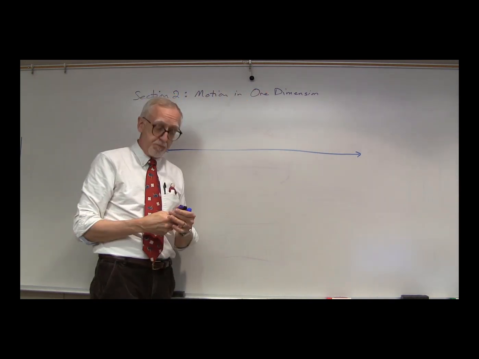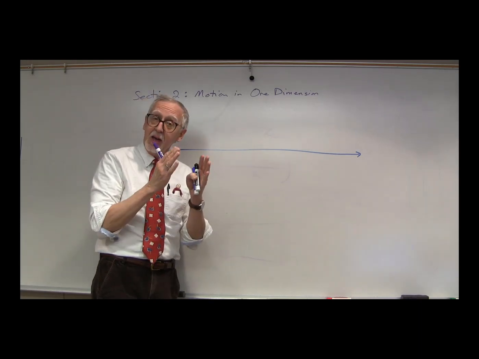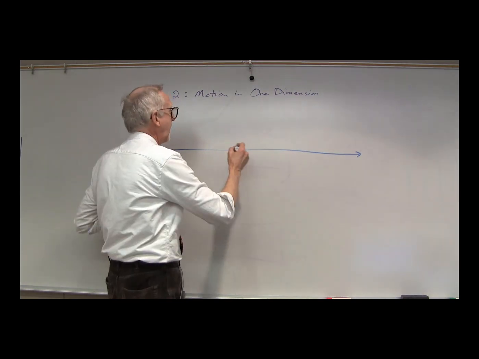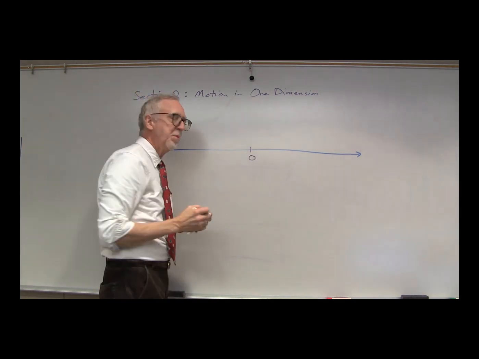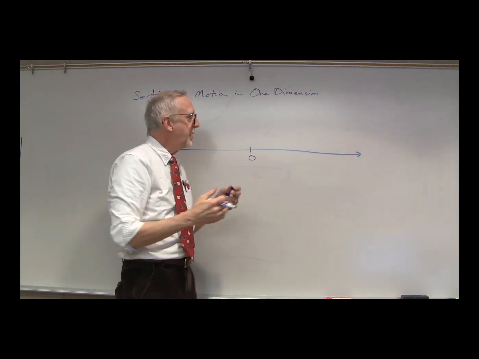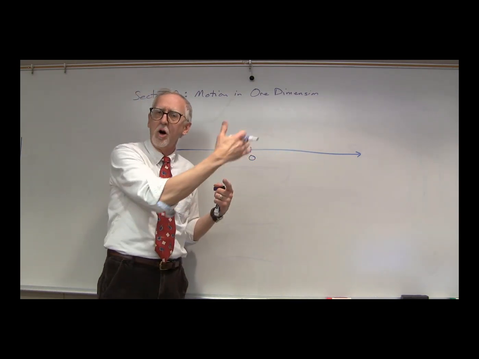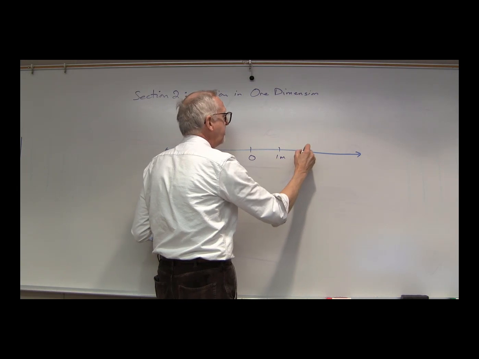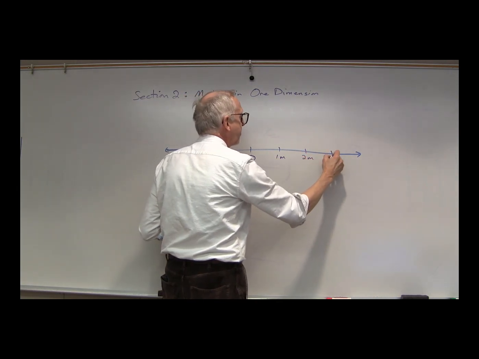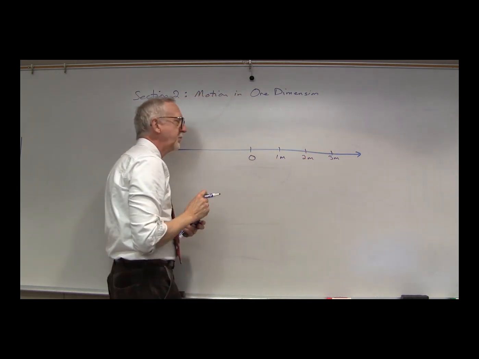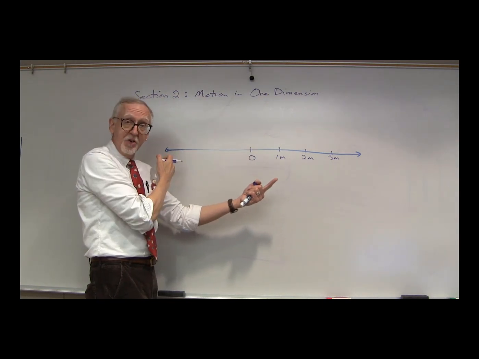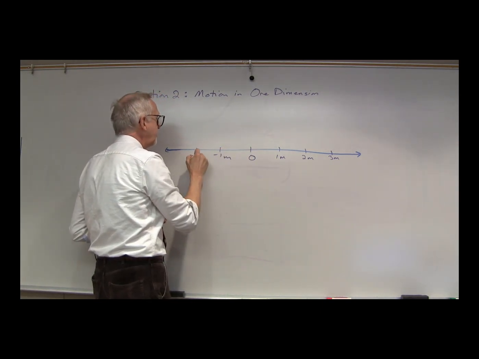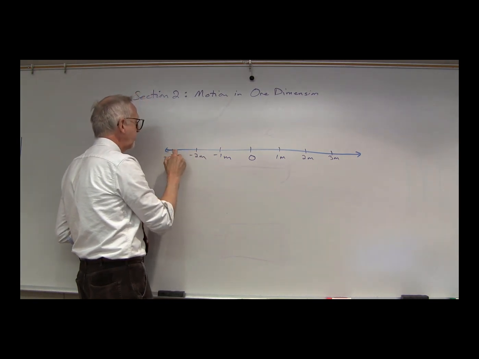Well, we also need a point where we're going to measure our distances from, what we will call our origin. We'll label our origin as 0. And then motion to one direction we'll call positive positions. So let's just say 1 meter, 2 meters, 3 meters, something like that. And then positions to the other side will be negative values: -1 meter, -2 meters, -3 meters.